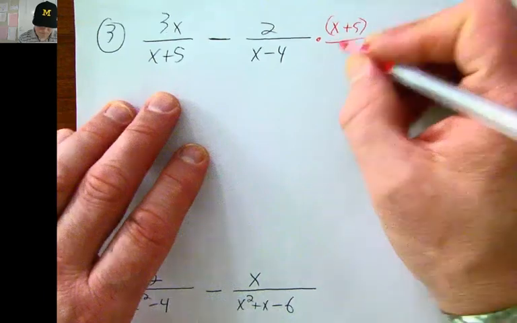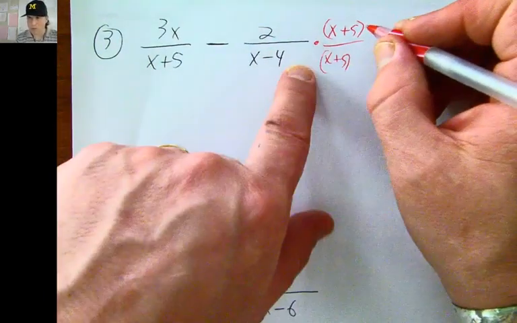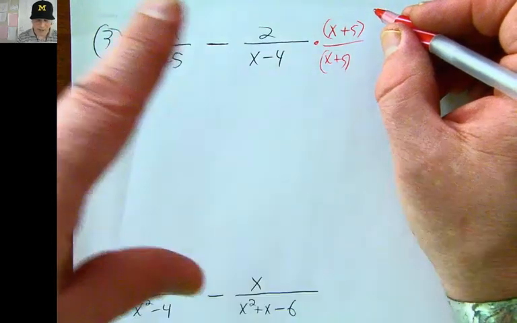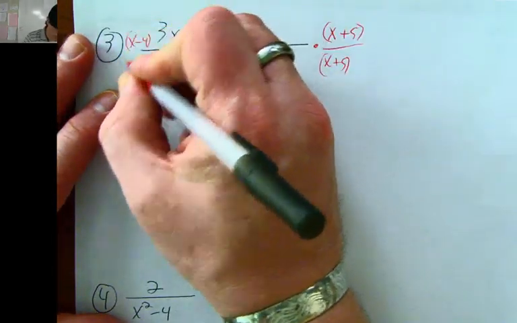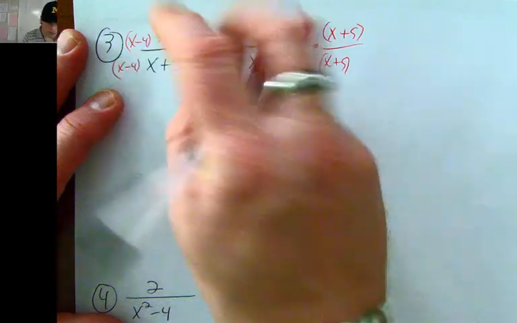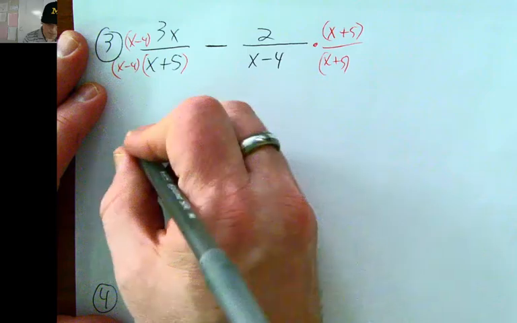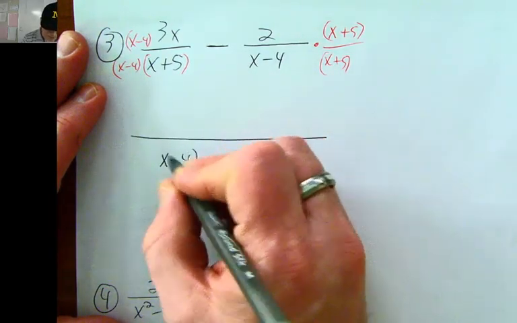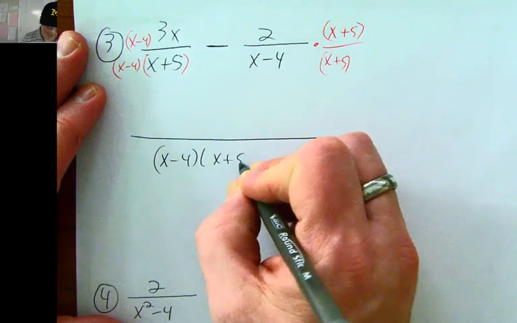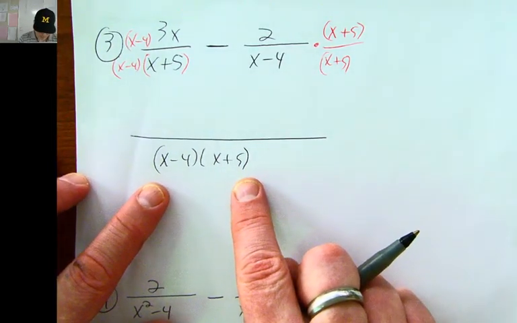So because this denominator is x plus 5, I'm going to multiply this fraction by x plus 5 over x plus 5. Because this denominator is x minus 4, I'm going to multiply this fraction by x minus 4 over x minus 4. That will make the denominator x minus 4 and x plus 5. And you want to leave it just like this because there's a decent chance something might cancel out later on.